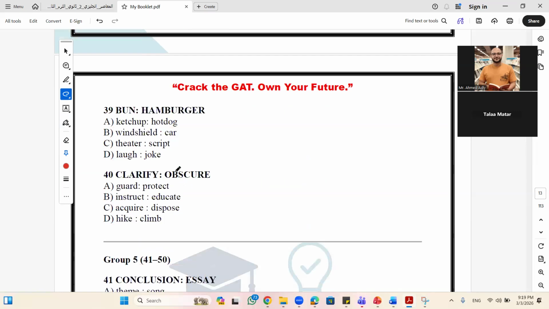Bun and hamburger, things that go together. You know, this is a hamburger. We have the upper bun. We have the hamburger and the filling here. This is the lower bun.